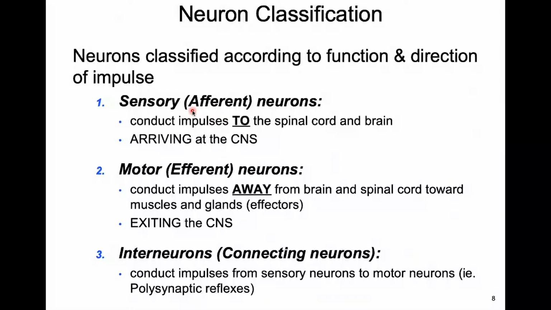We talked about this when we went through the lymphatic system, right? Afferent vessels were arriving at the lymph nodes, right? So here it's the same kind of situation. For the sensory neurons, the impulse is going to be coming from the periphery. So say like a touch receptor in your hand, the signal is sent in towards the central nervous system and it's arriving at the central nervous system, okay? So sensory are also known as afferent.